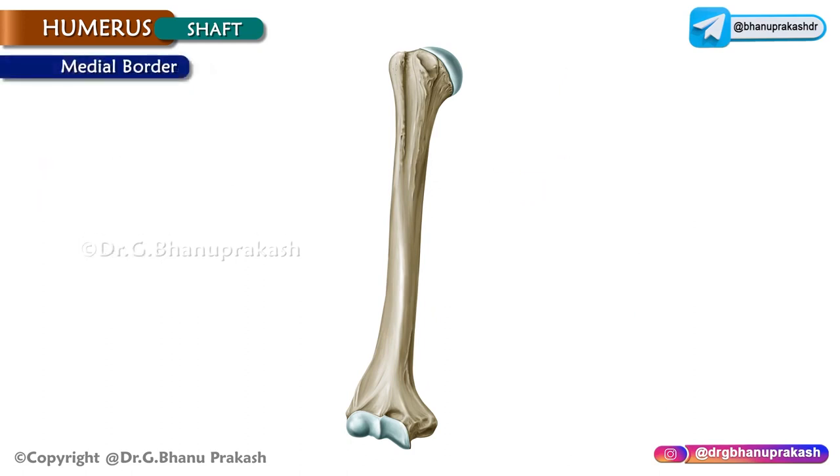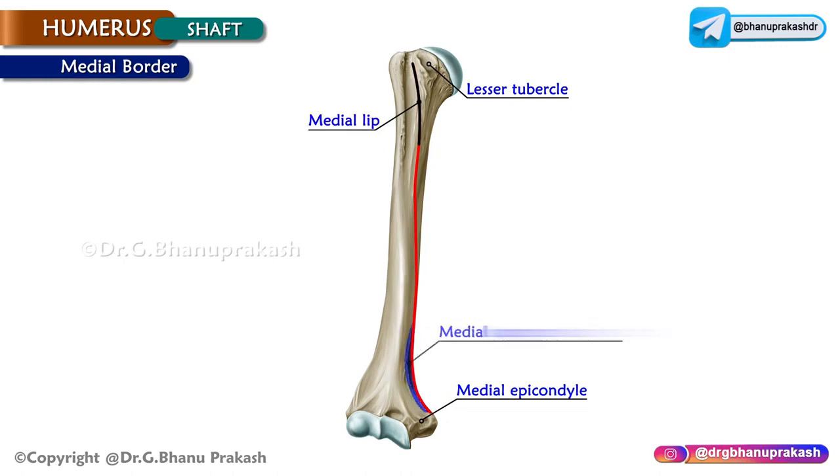Medial border. It extends from the lesser tubercle till the medial epicondyle. It forms the medial lip of the intertubercular sulcus. It becomes prominent to form the medial supracondylar line which gives attachment to the medial intermuscular septum.